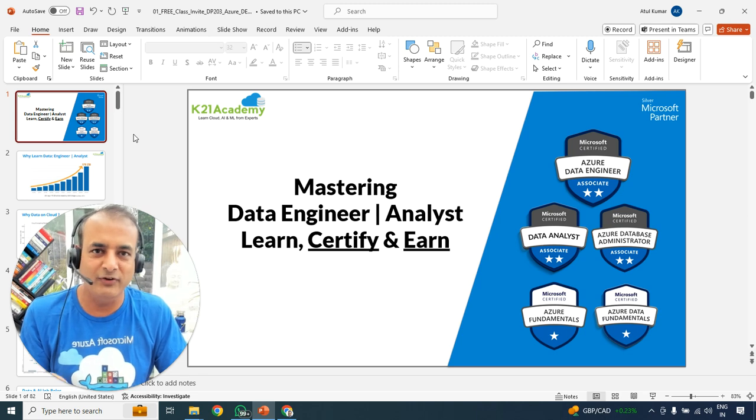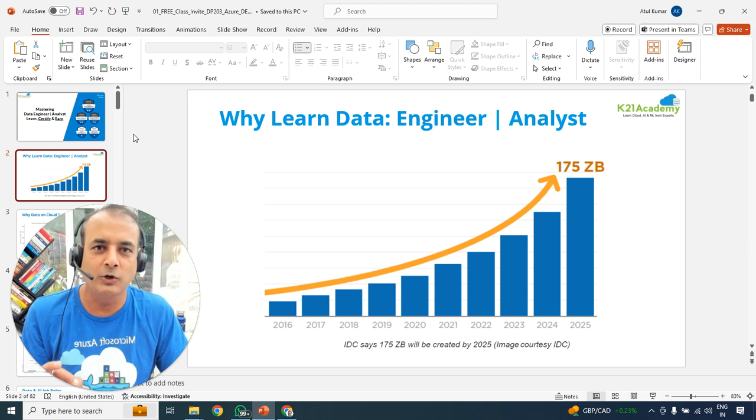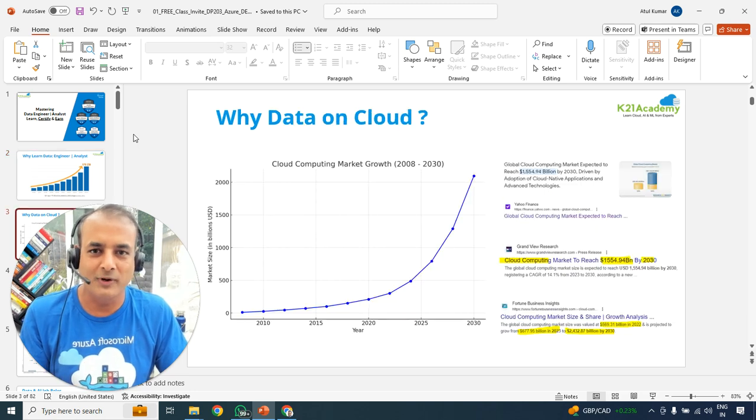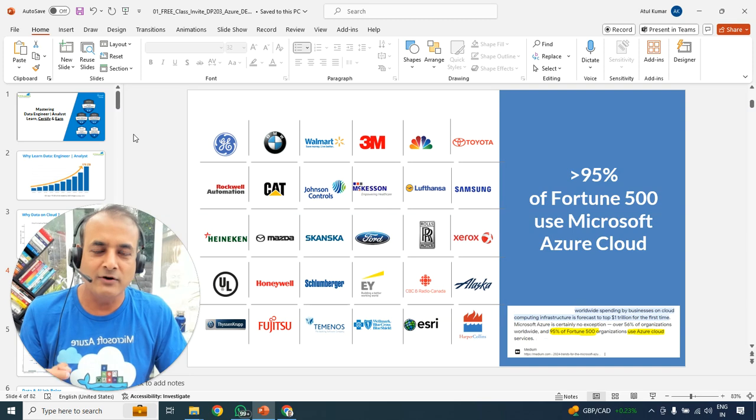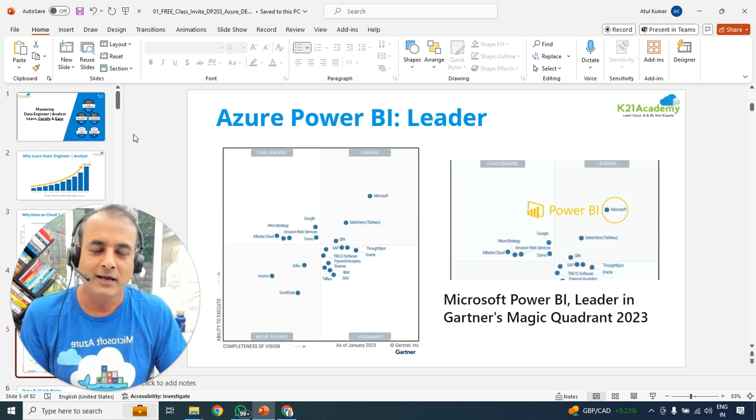So in this free class, we'll begin with, first of all, why to learn data, be it data engineering or whatever field I mentioned. Why you should be learning data, and why in specific data on cloud, which I'm so fond of. Then once you know why data and why data on cloud, why in specific data on Azure Cloud, we'll also talk about the leadership, or in Gartner's Magic Quadrant, where Microsoft Azure stands.